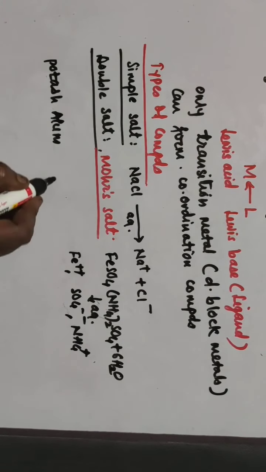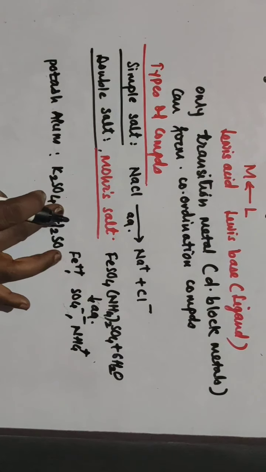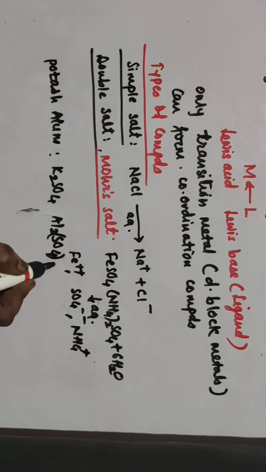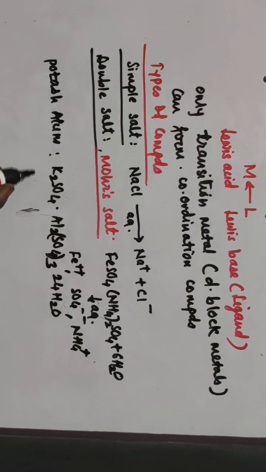And the formula of potash alum is again K2SO4, then Al2(SO4)3, 24 H2O. Here also on ionization you will get all the ions, that means potassium, then sulfate, then aluminium, and the water molecule is already there. So in aqueous medium or in water you will get K plus ions, then SO4 2 minus ions, then Al 3 plus ions also.